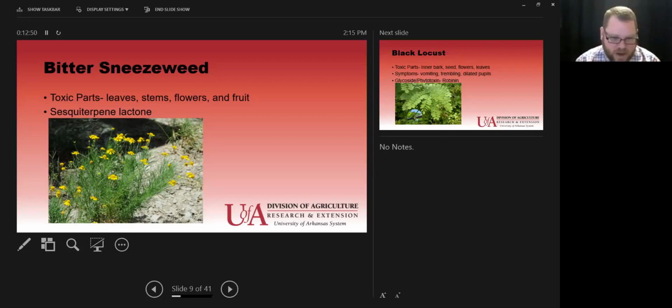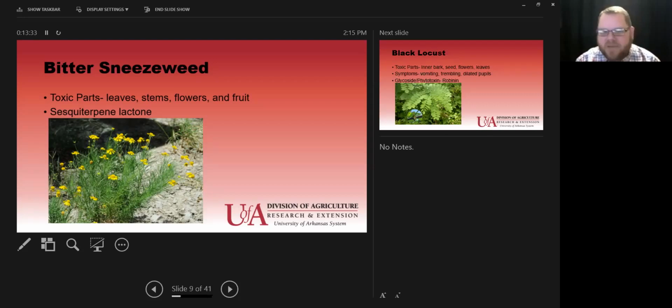With bitter sneezeweed, the toxic parts include the leaves, the stems, the flowers, and the fruits. So I think it would be safe to say every part of a bitter sneezeweed would be poisonous to our cattle. Sesquiterpene lactone is the toxin there, and the lactone portion actually gives it the bitter taste. Sometimes we see lactone in other things that we eat, such as spinach or turnips, and a lot of other greens have lactone, and it gives them that bitter taste.